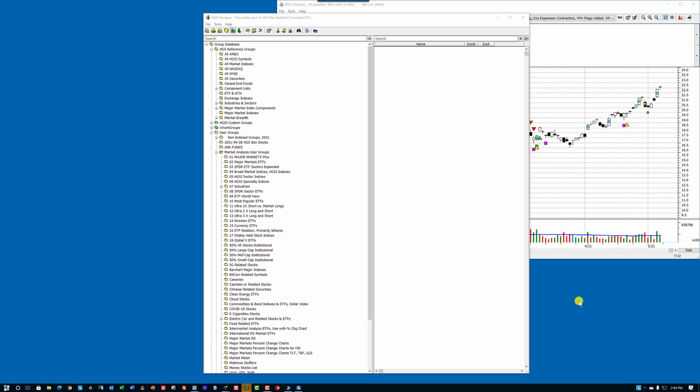I asked him to do it, and the information was already in there because of VPA or volume price analysis. But now we can look through the lens of both volume price analysis and Wyckoff analysis. So the first thing I want to do is look at the markets.